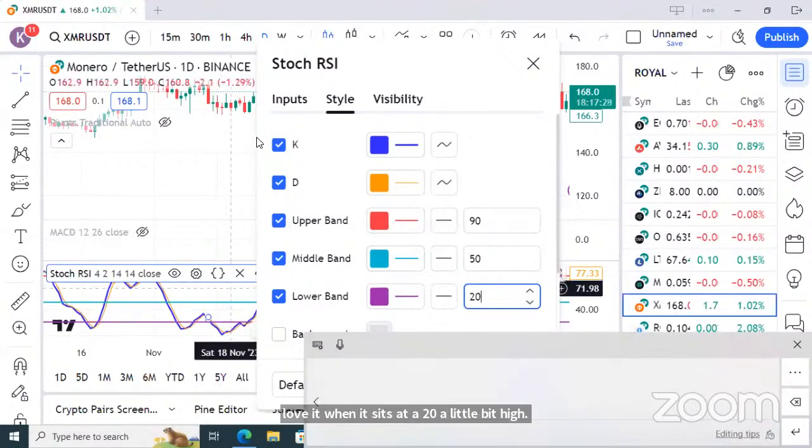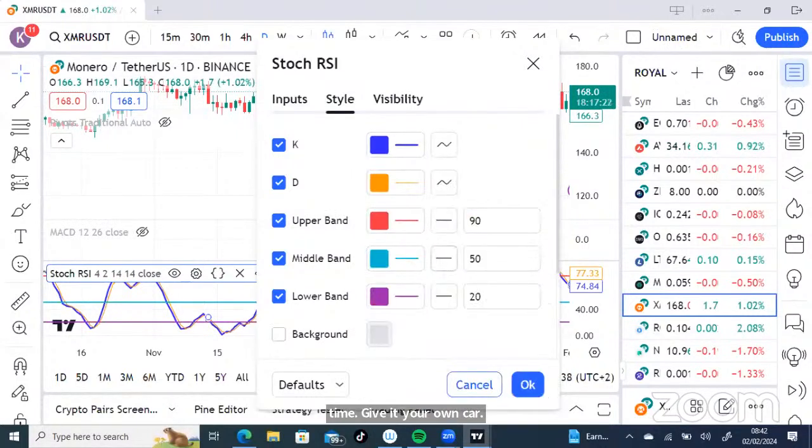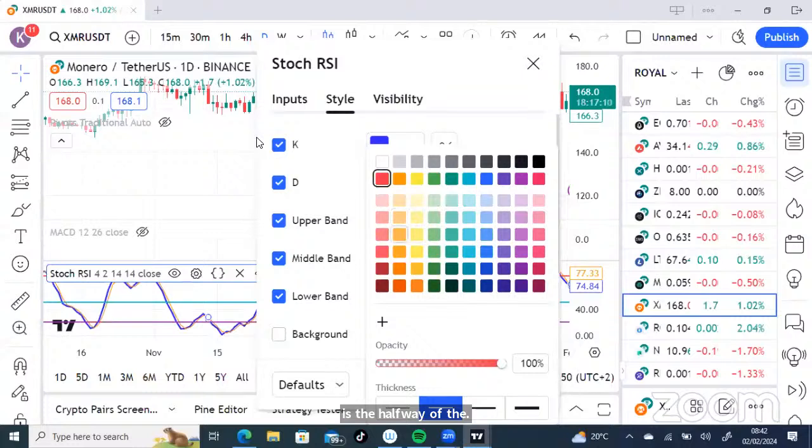Okay, there is a middle line. Tap on the color, in the style, give it your own color. Okay, come here, and me, I love the line to be there. Okay, this is the halfway of the journey of the indicator. Then we have the upper band. I love giving my upper band a red color to show me danger, that now it has touched the danger area. I should mind my trading experience.